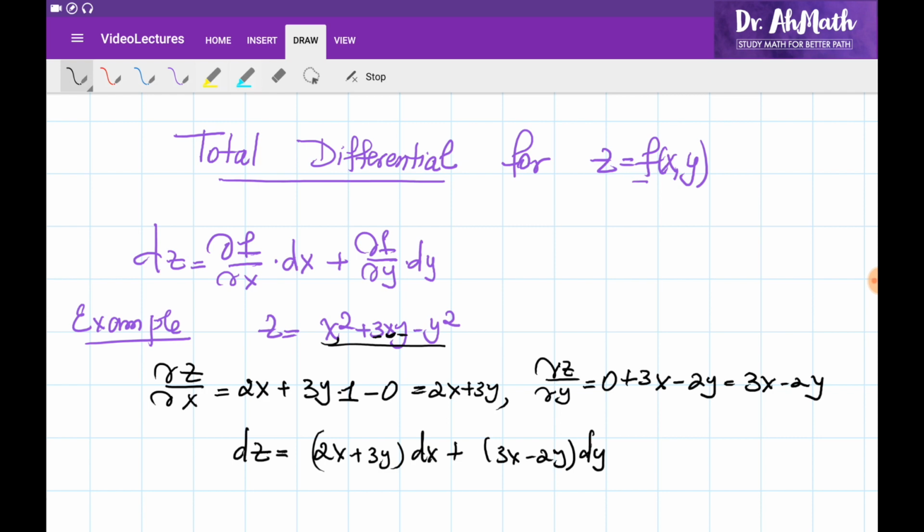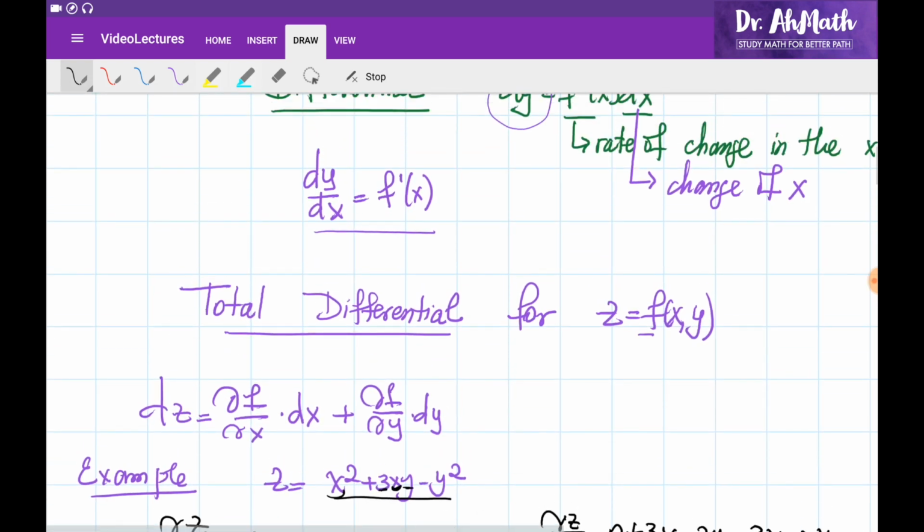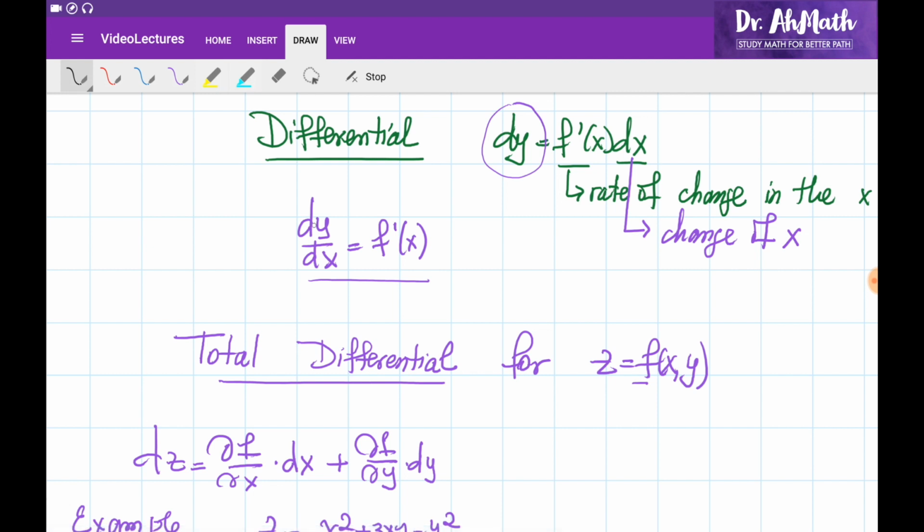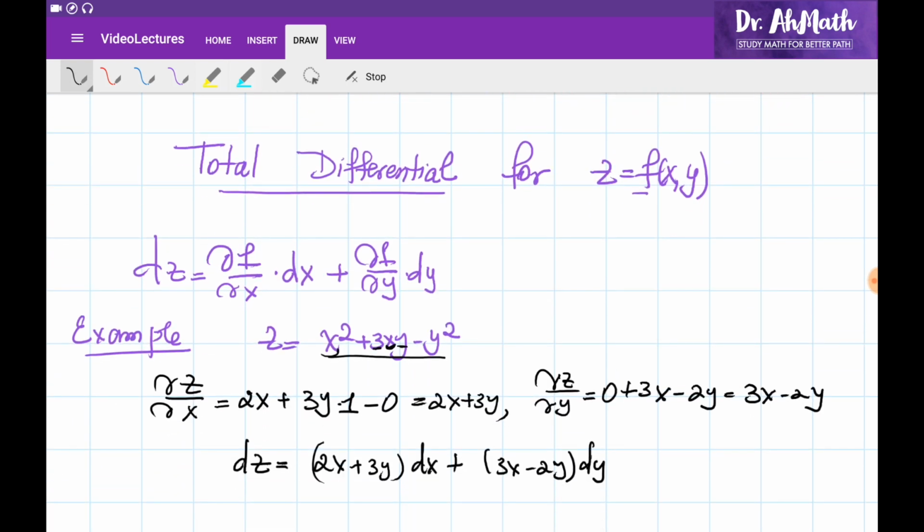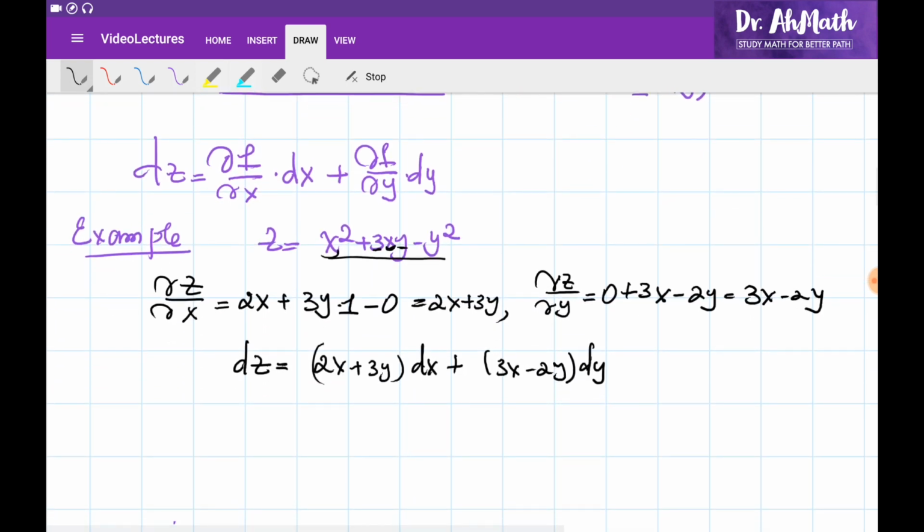So actually, we're going to use the total differentials in order to obtain the chain rule, right? Previously here, for example, what I wanted to understand was the derivative of y with respect to x, right? So what is the slope of the tangent line? It was equal to f prime of x. And I would like to apply this total differential in order to obtain the derivative of z with respect to some parameter t.